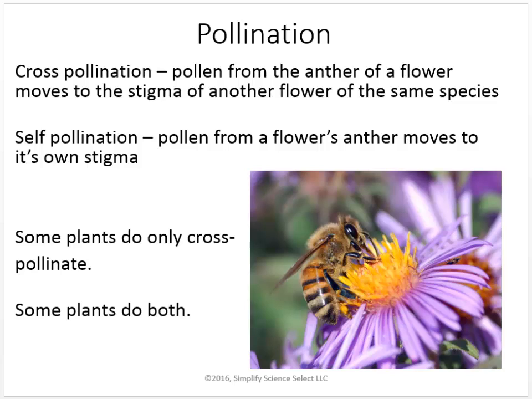Pollination can go through cross-pollination or self-pollination. In cross-pollination, it's the pollen from one anther of a flower moves to the stigma of another flower of the same species. So we're having sexual reproduction. In self-pollination, the pollen from a flower's anther moves to its own stigma, combining the two. Some plants do only cross-pollination. Some plants do self-pollination. Some plants do both.